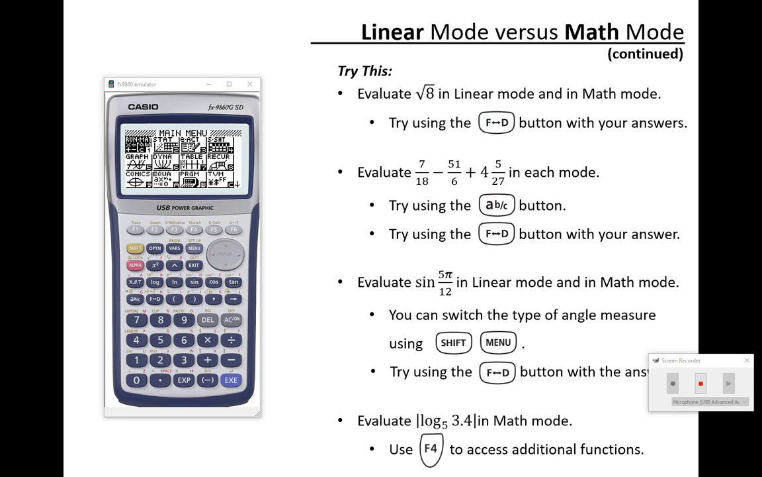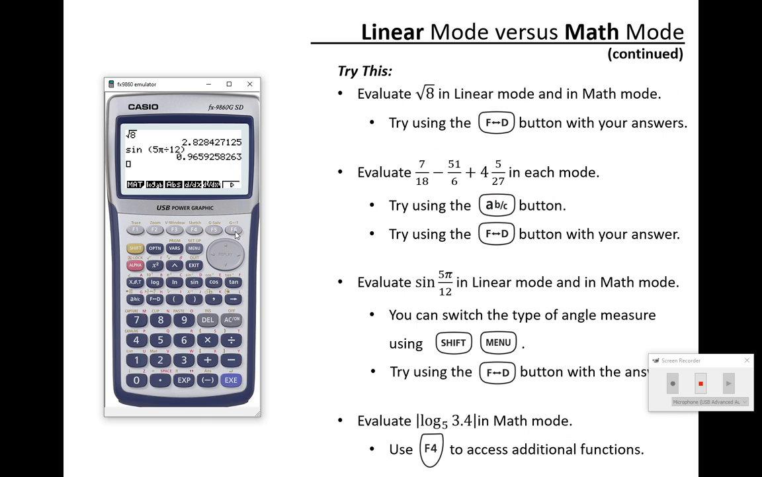Absolute value of log base 5 of 3.4 in math mode. Wow. Okay, absolute value is not clearly in any of the menus. If I look in math mode here, I don't see absolute value in there. Absolute value is one hole in this particular calculator: it doesn't have an absolute value button. However, it's in the calculator, weirdly. They just ran out of space.